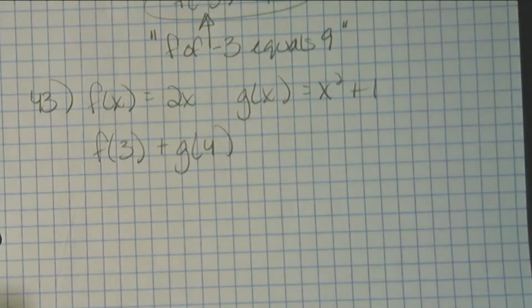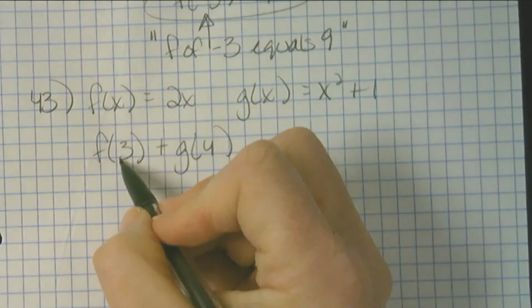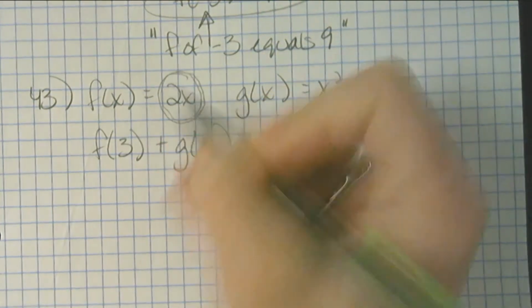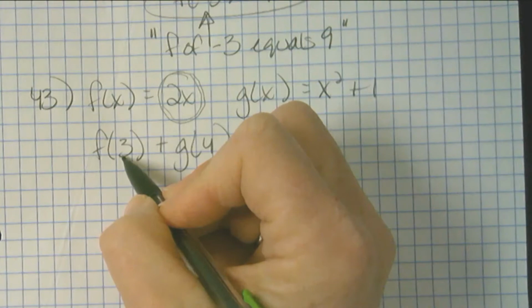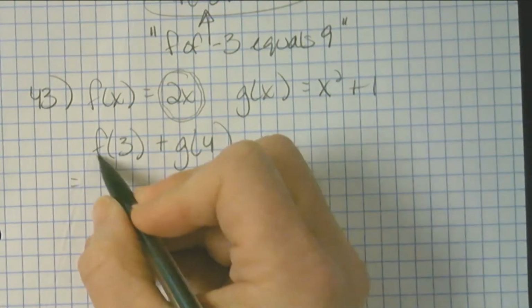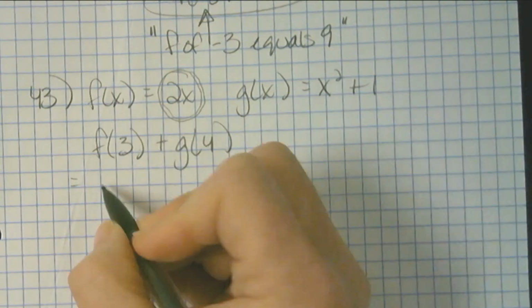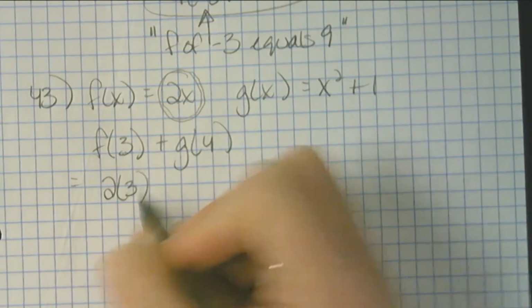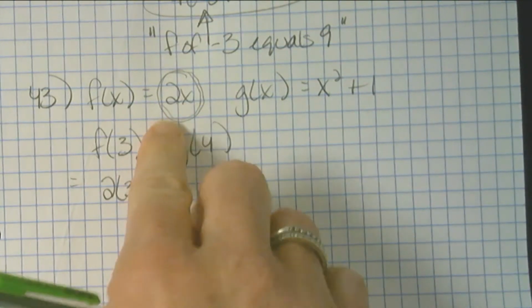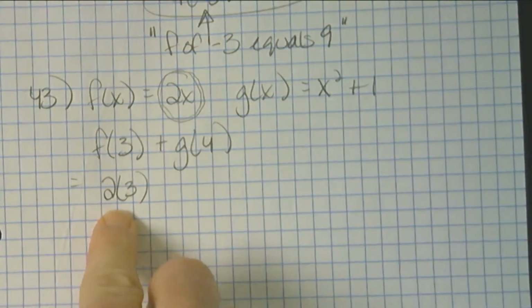What this means is, f of positive 3 here means I'm going to take my f of x equation and substitute 3 in for the x. So if I was to rewrite what this says, f of 3 means I have 2 times 3, because f of x is 2 times x. So I'm just taking that f of x and substituting it into here.